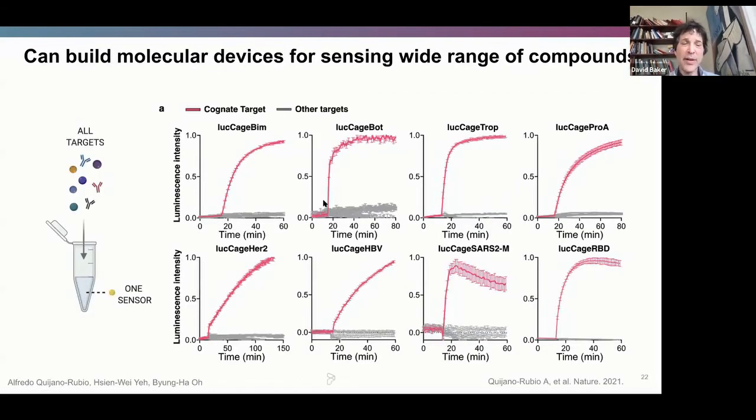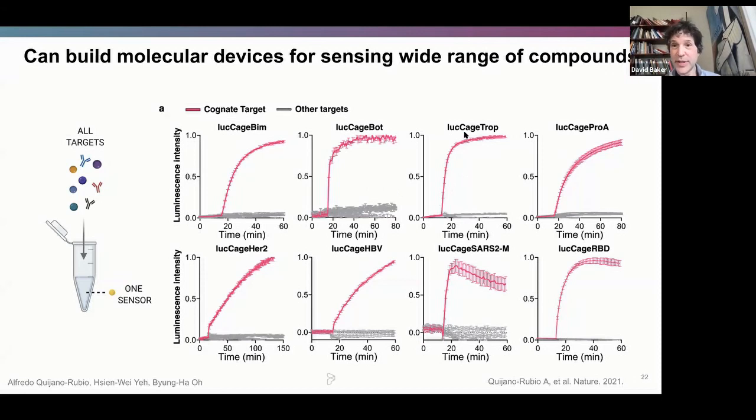We can take the same concept, and I showed you we can design binders to many other types of proteins. And so we can convert these into sensors in the same way by caging them in the off state of the protein device, so that when the target is present, the thermodynamics drive opening.